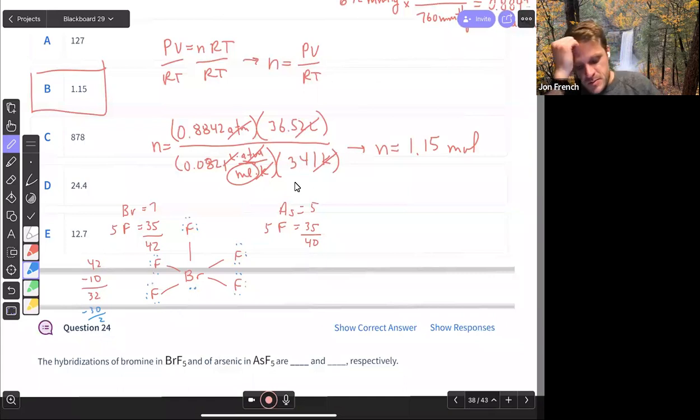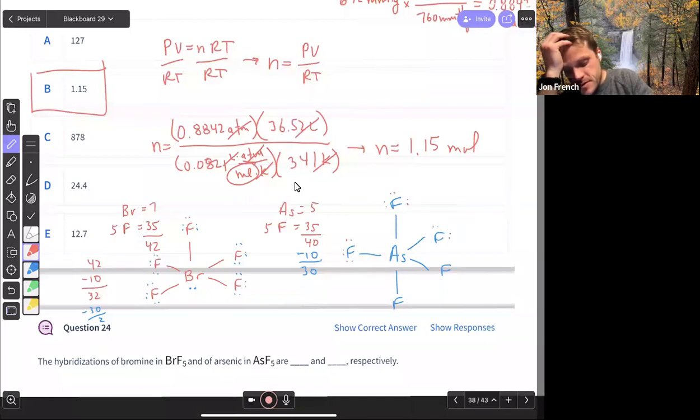And then for the arsenic pentafluoride, right, we're going to put arsenic in the middle. 1, 2, 3, 4, 5 fluorines. So I just assigned 10 electrons there. I've got 30 electrons left. I'm going to fill the octet of those fluorines. So there's 6, there's 12, there's 18, 24, and 30.